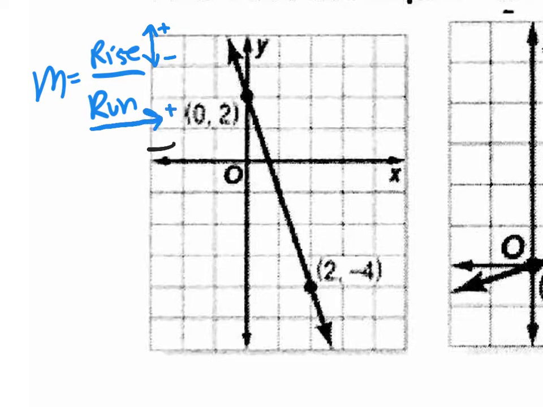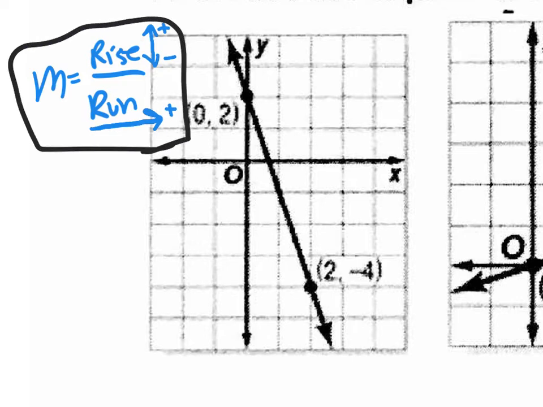So this is something that we really need to know by Friday. If you don't know this, you're not going to be able to pass this test. Slope is rise over run. And we always look at lines from left to right so that the run's always positive. You always want a positive number on the bottom. So let's look at this line from left to right. Is it going up or is it going down? It's going down. So that means we have a negative rise.